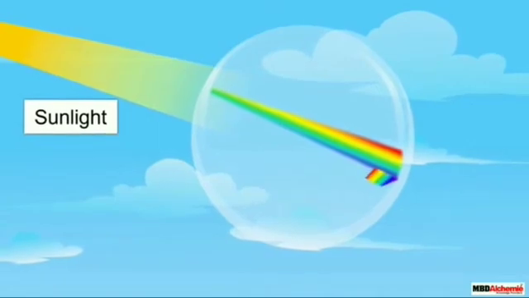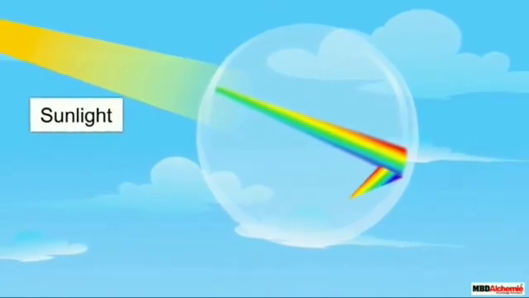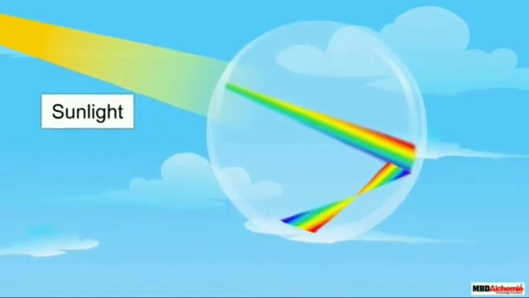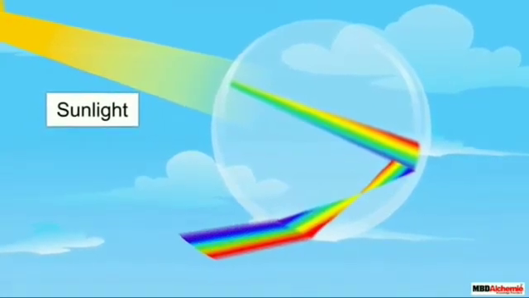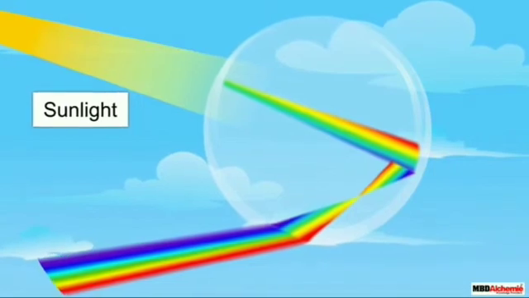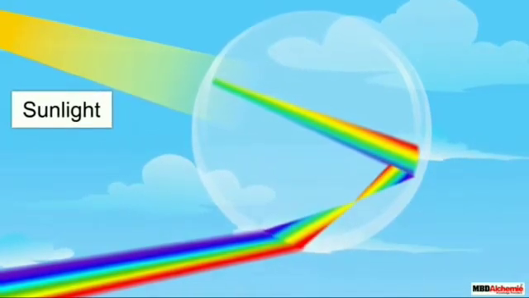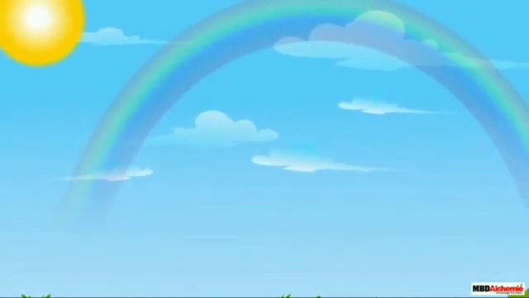When this band strikes the other edge of the water droplet, it reflects internally towards the first edge of the drop, and it then refracts again as a band of colors. That is actually the rainbow. A rainbow is always formed in a direction opposite to that of the sun. And a rainbow is formed as a result of dispersion.